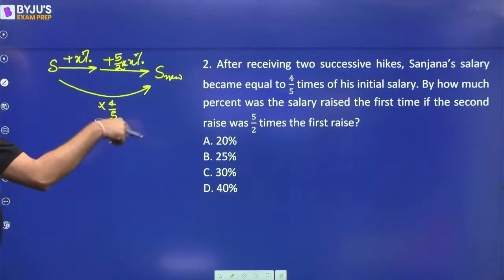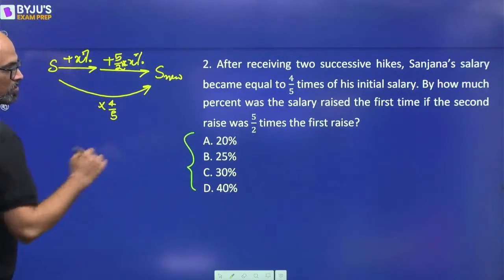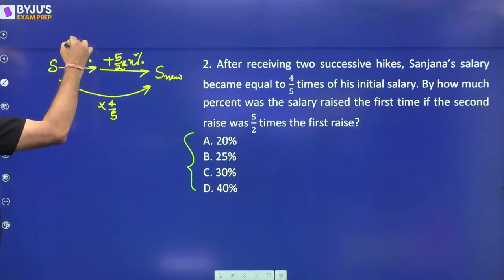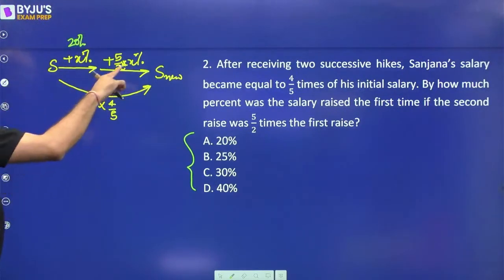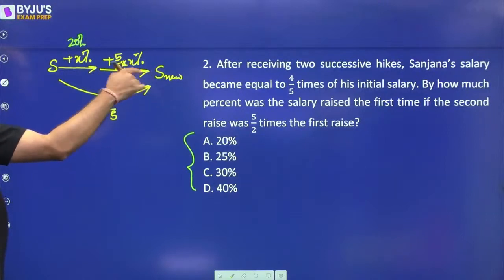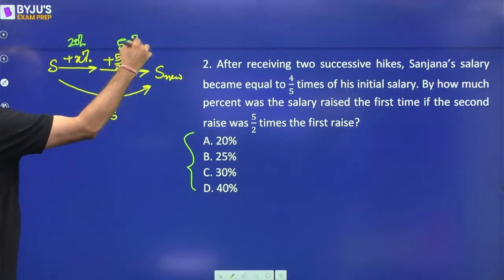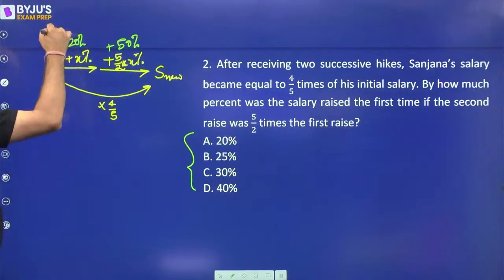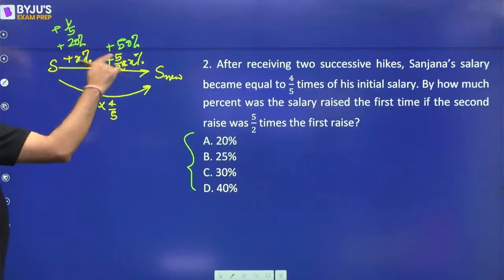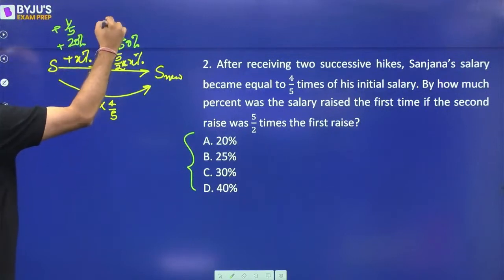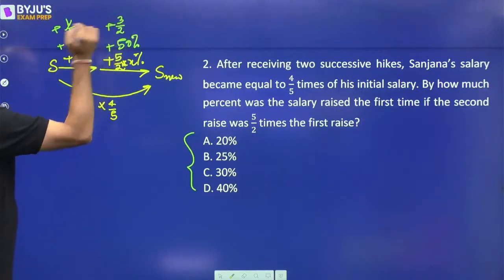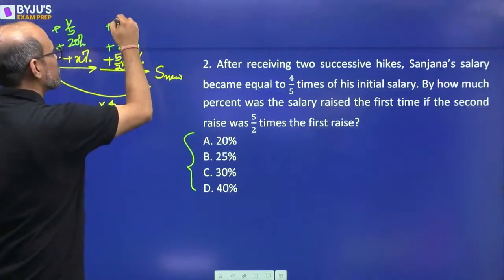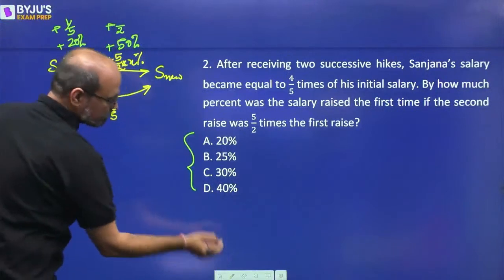So I'm ignoring this 4 by 5. I'm going to use this option. So if I say X is 20%, then the next one is going to be 5 by 2 times of 20%. That is a 50% increase. So a 20% increase is the same as a 1 by 5 increase, and a 50% increase is going to be a 1 by 2 increase.